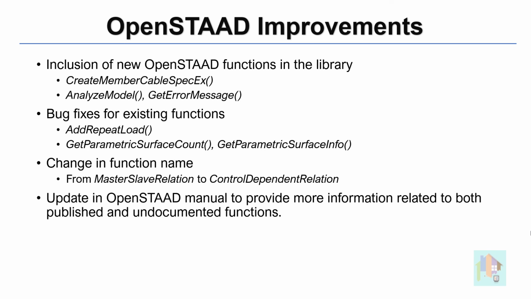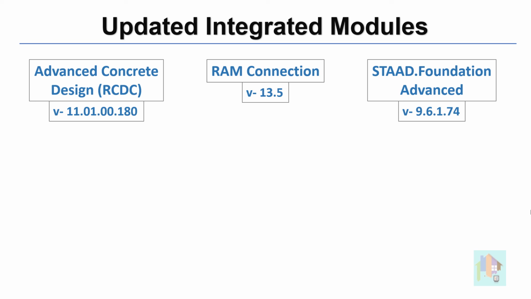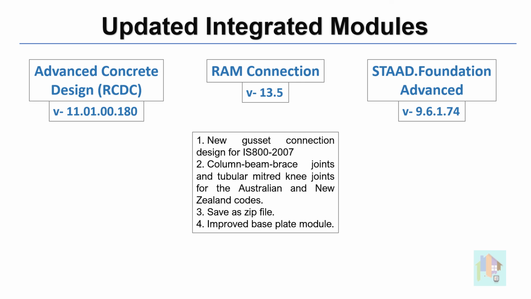Along with this updated STAAD, the latest versions of the Advanced Concrete Design or RCDC module, RAM Connection, and STAAD Foundation modules are provided, and you can check the build numbers from here. If you use any of these modules in your project, then you can notice several new features. Like in RAM Connection, a new cassette connection module for IS800 2007 code, and a mitre knee connection for Australian and New Zealand code is implemented. Also, the base plate module has been modified.